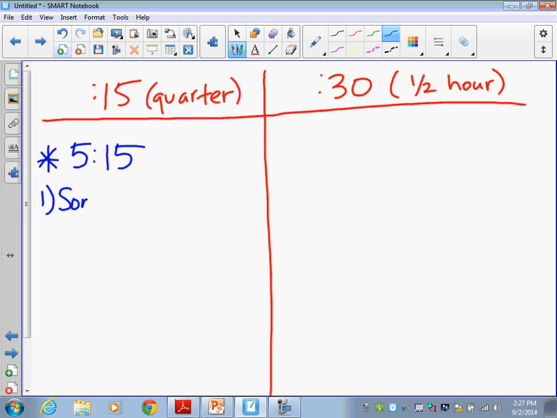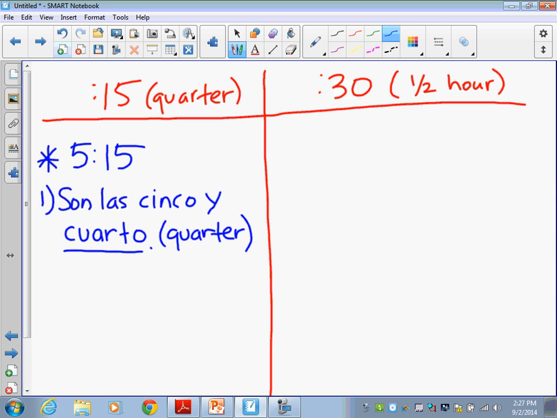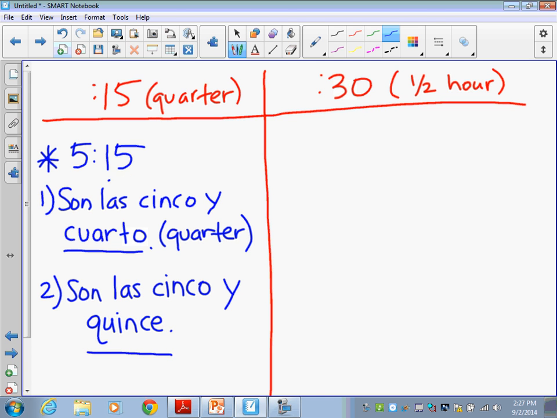Here's some different language that we'll see, okay? If I want to say that it is 5:15, right? I can communicate that one of two ways. I can say son las 5 y cuarto, meaning a quarter after the hour, okay? Or I can communicate that son las 5 y 15. You'll hear both ways when people communicate the time. Both of them communicate that it is 5:15. ¿Qué hora es? Son las 5 y cuarto. ¿Qué hora es? Son las 5 y 15.